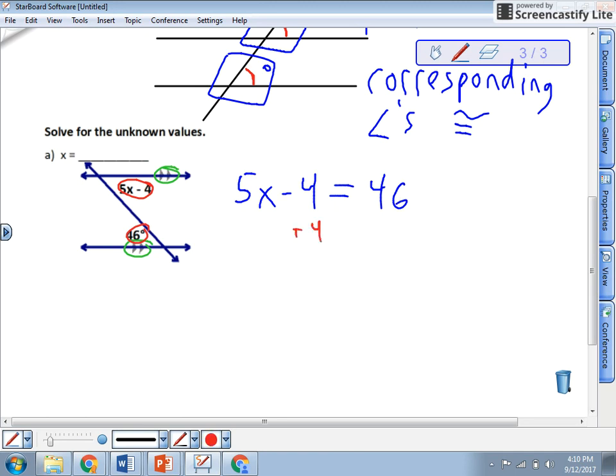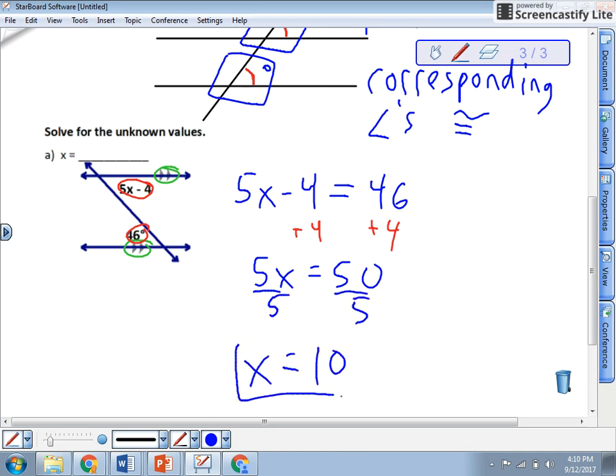I'd add 4 to each side. Okay, and then we'll have 5x equals 50. I think everyone knows what to do now. Divide each side by 5. So my final answer will be x equals 10. That's how we're going to use those angle relationships to prove that lines are parallel.